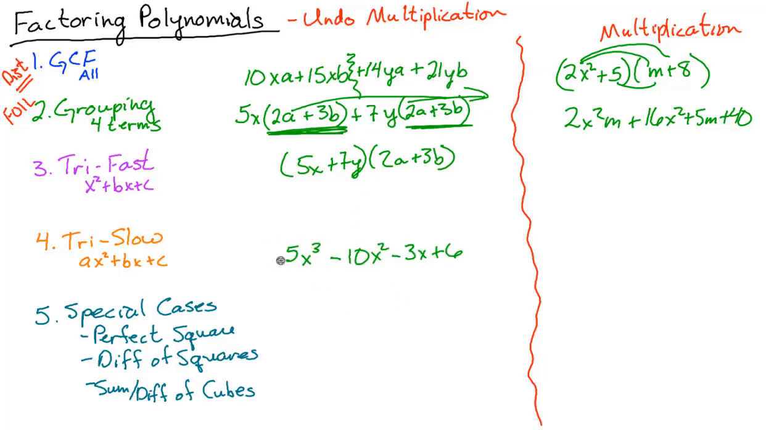All right, here's one more. 5x cubed minus 10x squared minus 3x plus 6. How many terms does it have? It has 4. We first check, can we pull out any greatest common factor? That's the easiest one, the slickest one, and it gets the numbers down. Is there anything that's 5? There's a 5 there, but there's no 5s here. So no, there's nothing common amongst them.